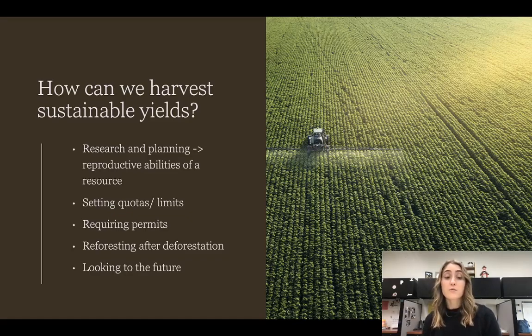And then reforesting after deforestation. So yes, we're taking trees, but can we replant more to ensure that there will be a forest for the next time round when somebody needs to harvest trees again? And then always looking towards the future, always keeping in mind those future generations with every decision that we make to ensure that there's something left behind.